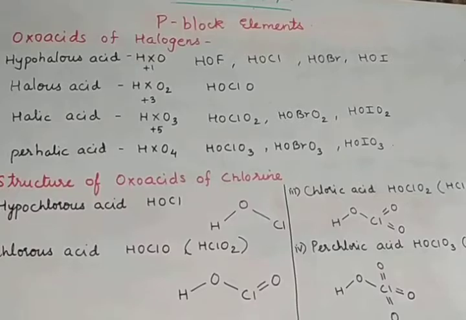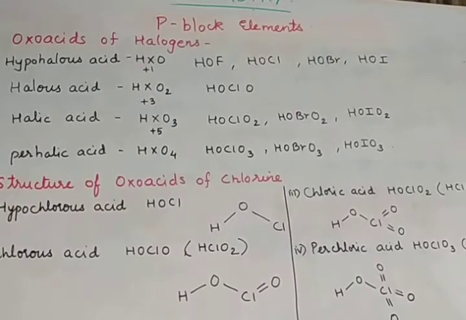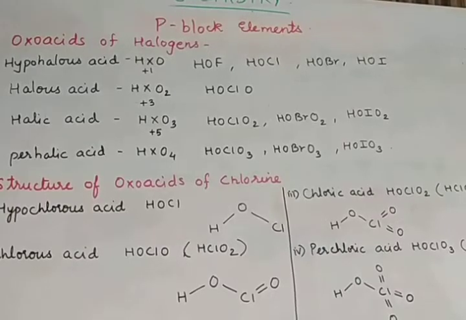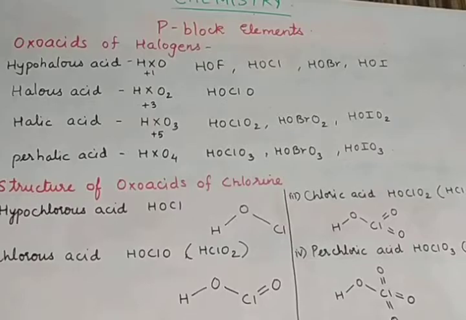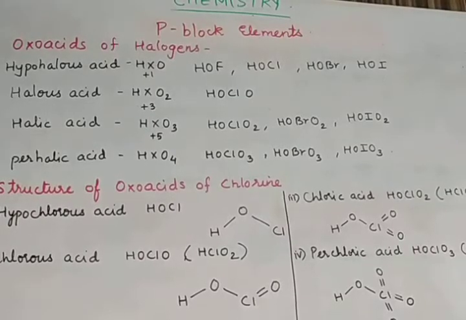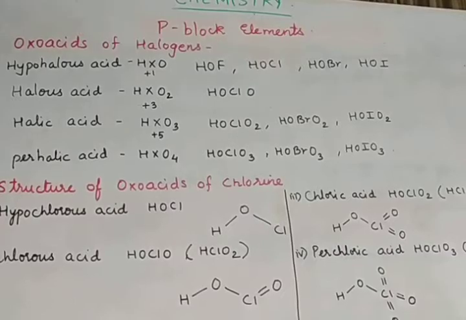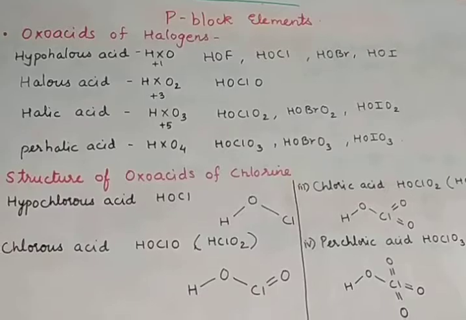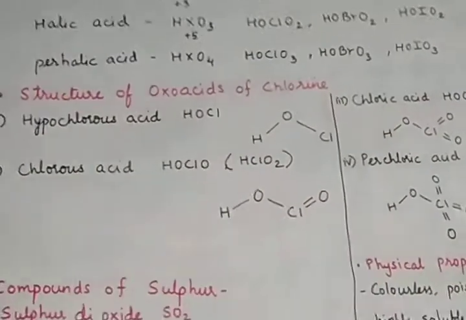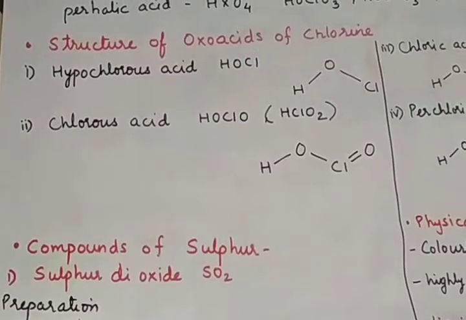So these are different types of oxoacids. In all the examples that I have written, you will find that fluorine is forming only one type of acid, that is HOF. In none of the cases do we find fluorine forming any other oxoacid. And now for study we have the structures of oxoacids of chlorine. The structures are to be learned by heart.